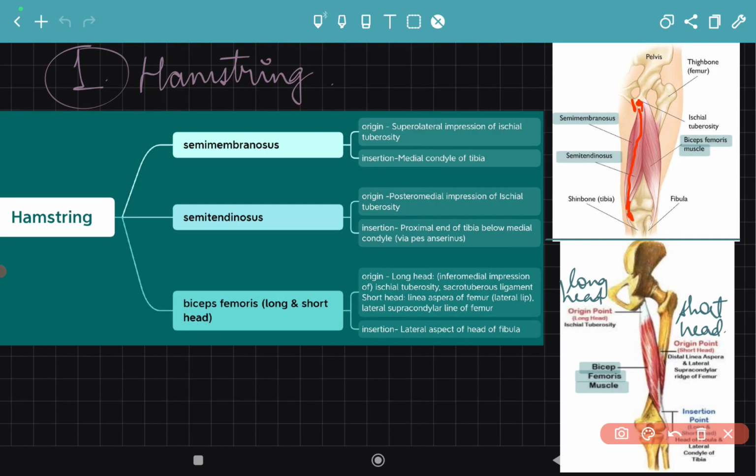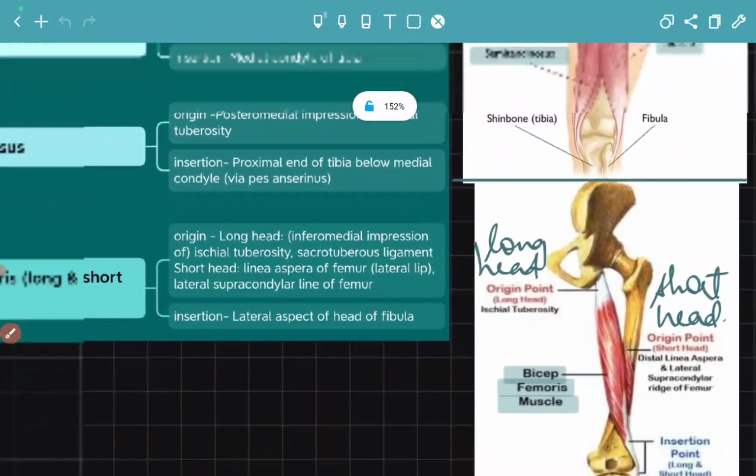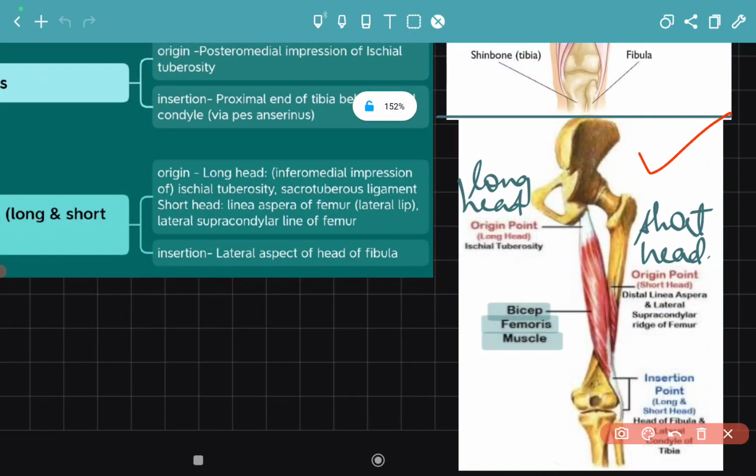And now let's move on to the biceps femoris. Biceps femoris can be appreciated well in this diagram. First, the long head, which is originating from inferomedial. Superolateral was semimembranosus, posteromedial was semitendinosus, and now inferomedial will originate. The long head of biceps femoris will travel this way and insert at the lateral aspect of fibula.